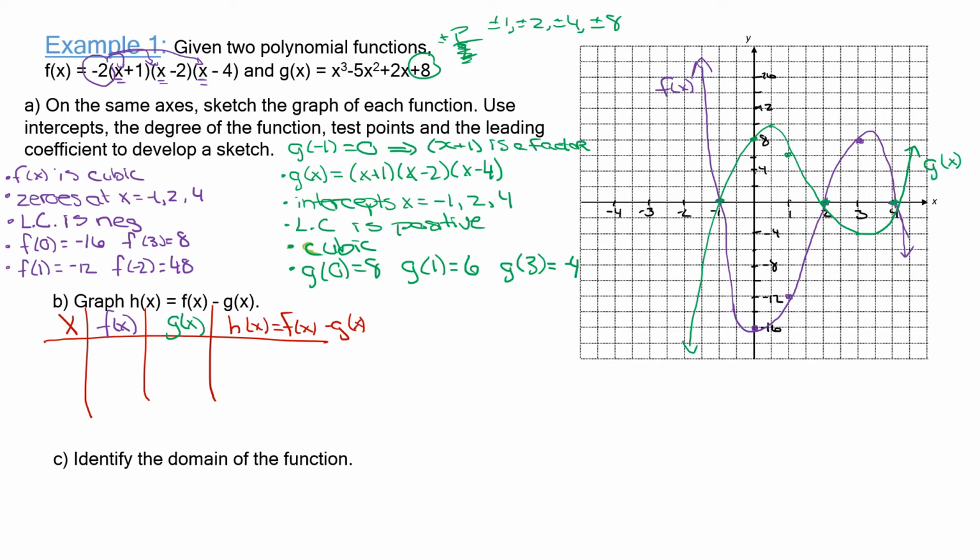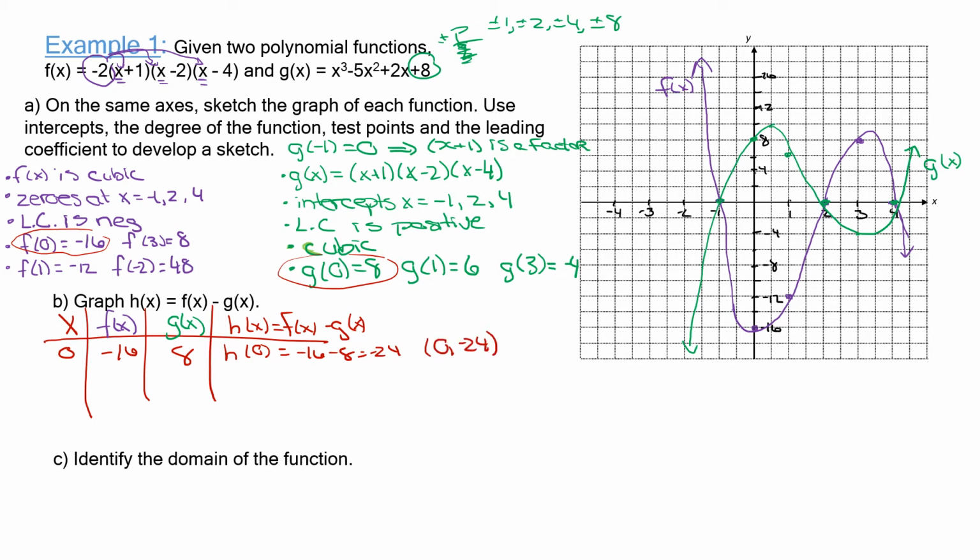Okay, so let's look at an x value of 0. What was f at 0? There it is right there. F at 0, that was a -16. What was g at 0? There it is. G at 0 was 8. So h at 0 is going to be -16 minus 8. That's going to be a -24. That means we're going to have the coordinates 0, -24.